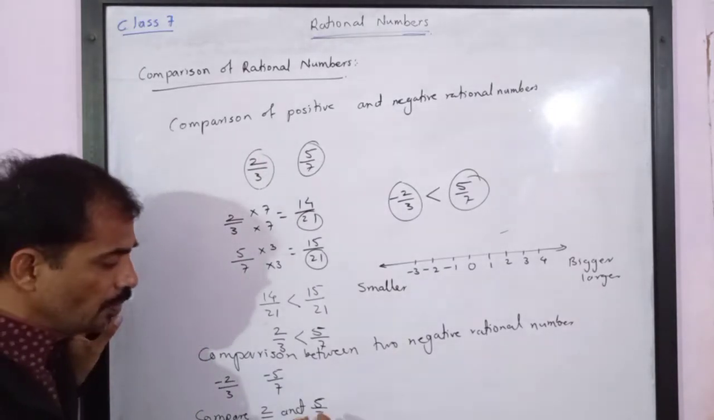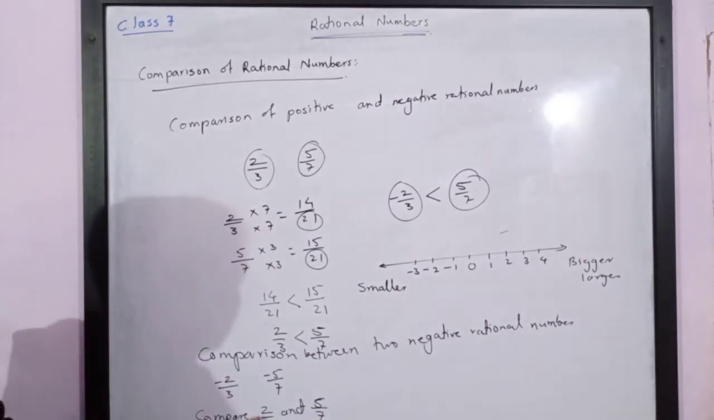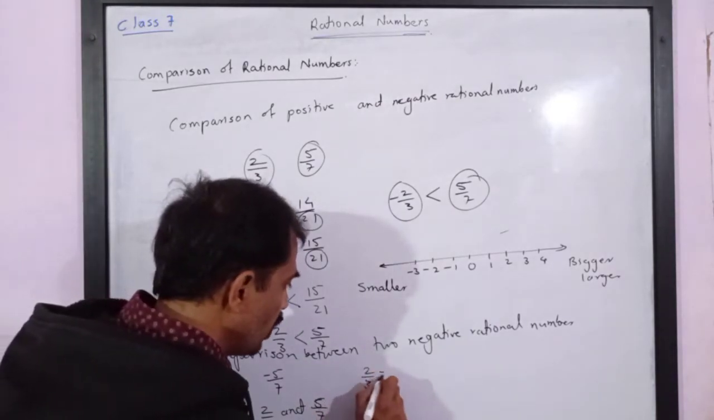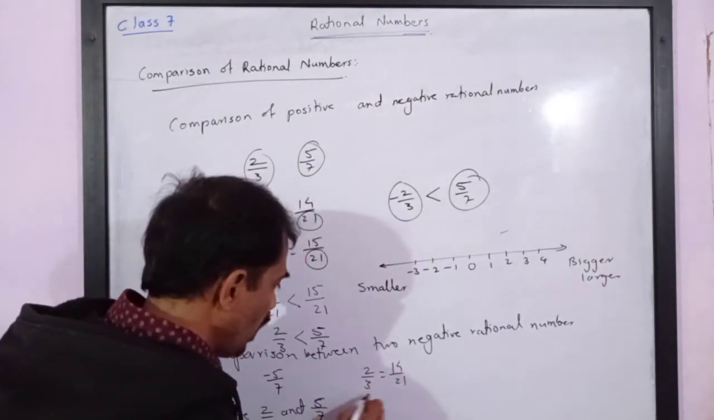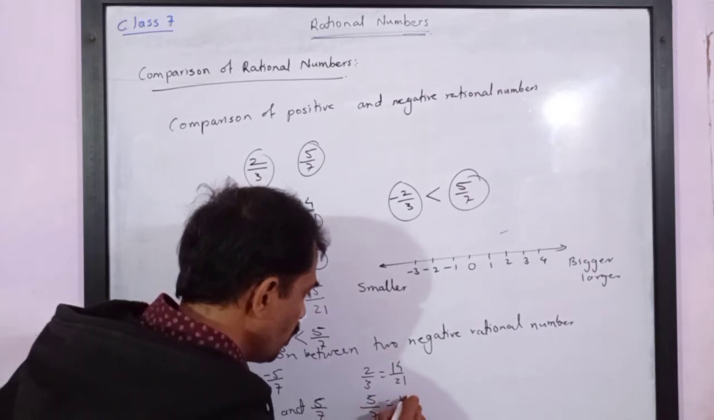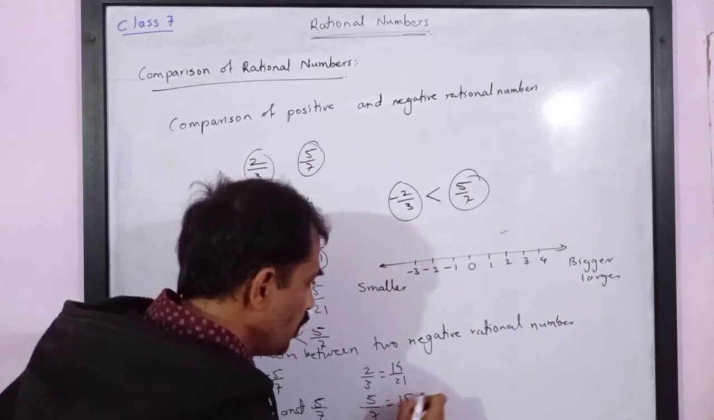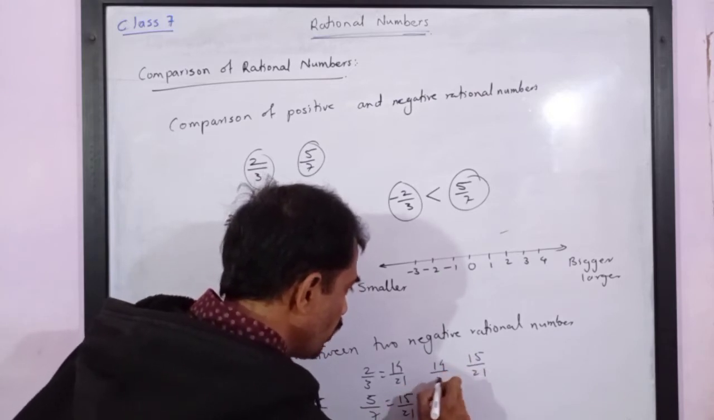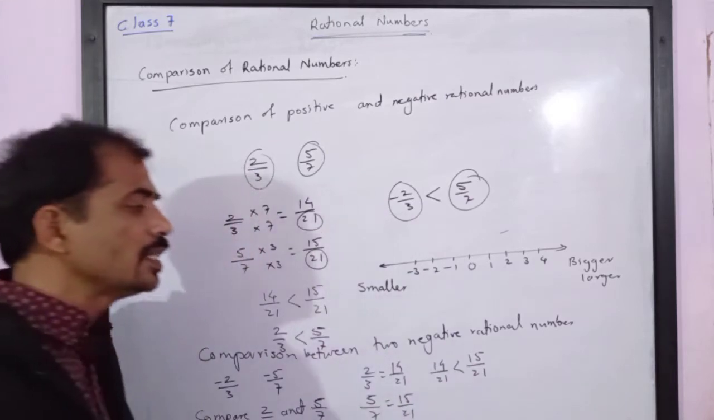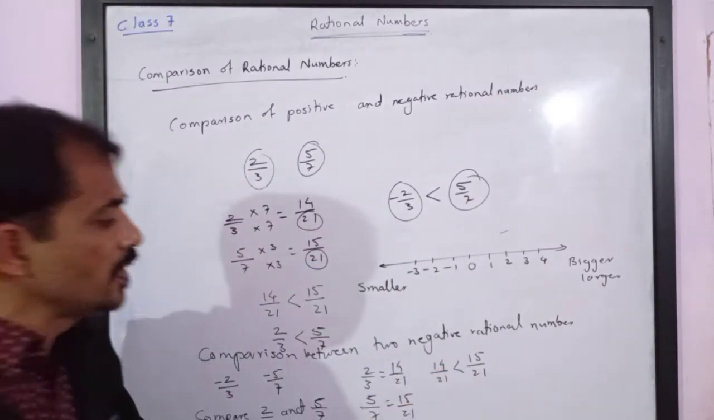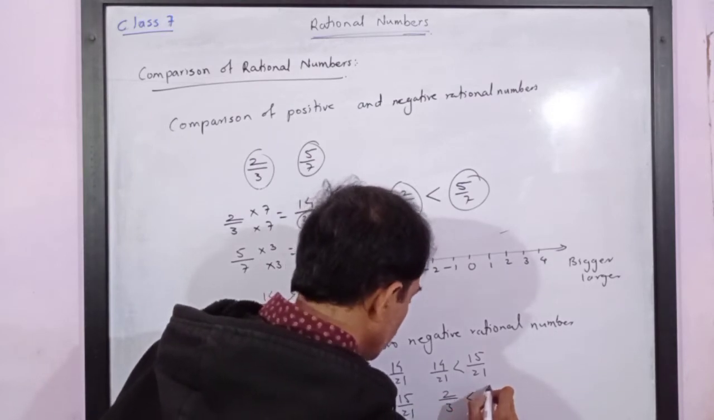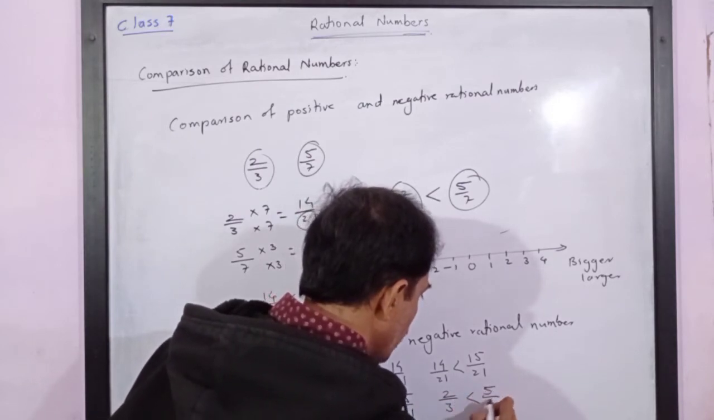So in order to compare positive fractions, we make the denominators the same. So 2 upon 3 is equal to 14 upon 21, and 5 upon 7 is equal to 15 upon 21. Since 15 upon 21 is bigger than 14 upon 21, or 14 upon 21 is smaller than 15 upon 21, we say 2 upon 3 is smaller than 5 upon 7.